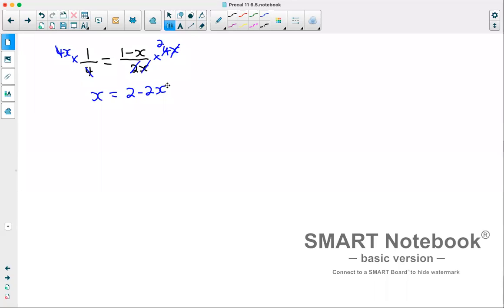At this point, I would rearrange to move all of x's to one side of our equation. And that gives us 3x is equal to 2. Divide both sides by 3. And we have x is 2/3.